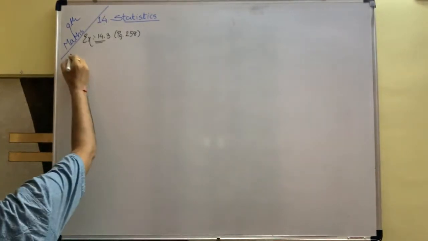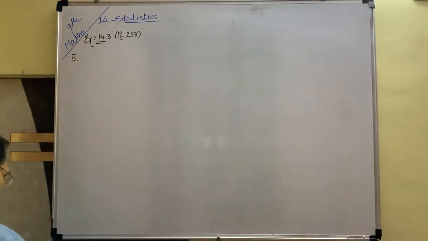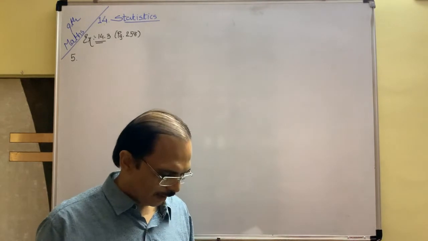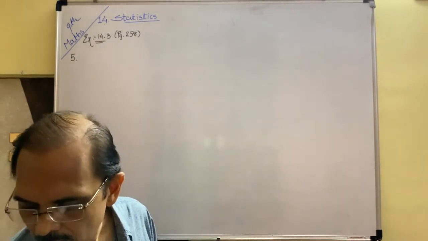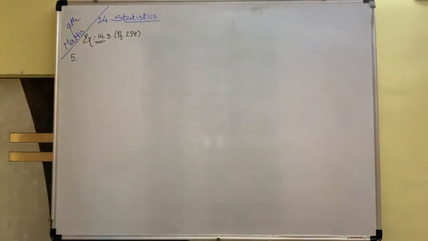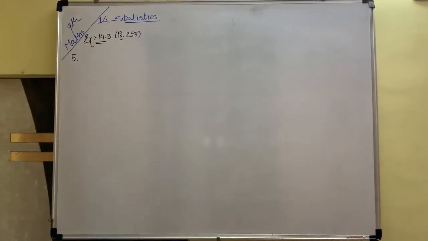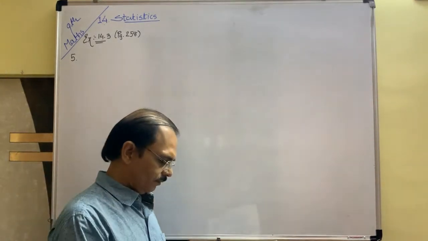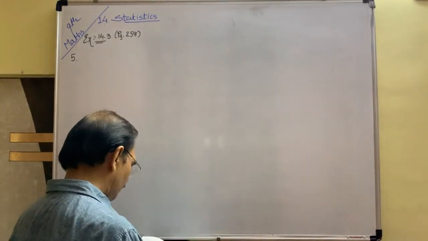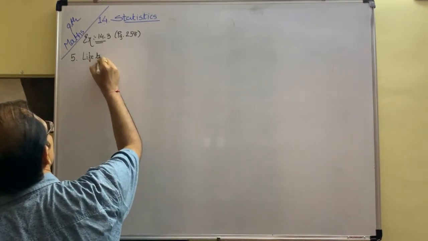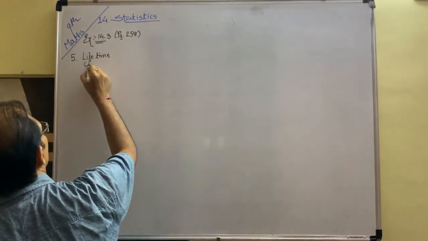See, question number 5. The following table gives the lifetime of 400 neon bulbs. Now, the question is what? Lifetime in hours.